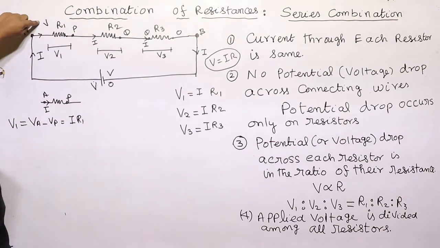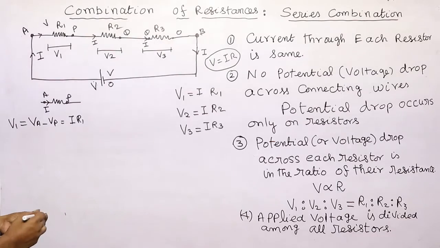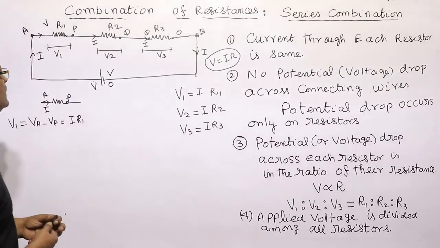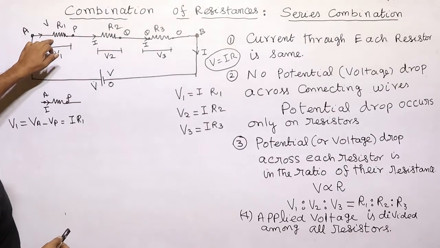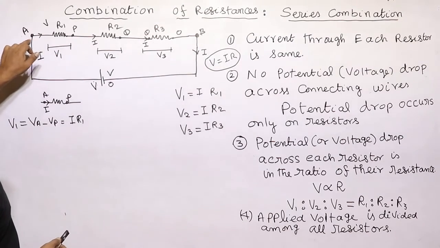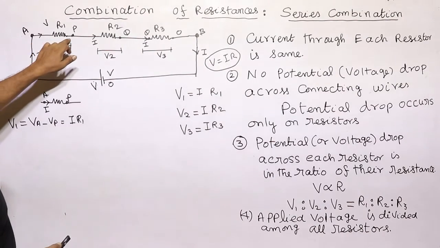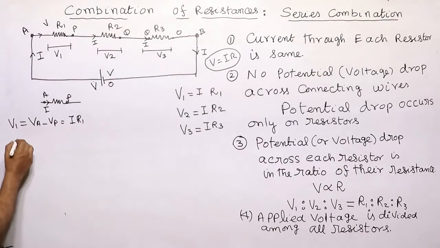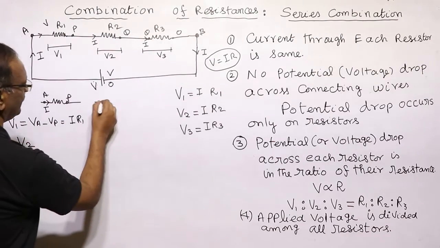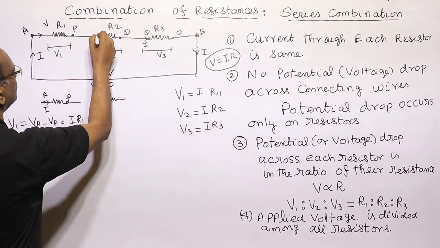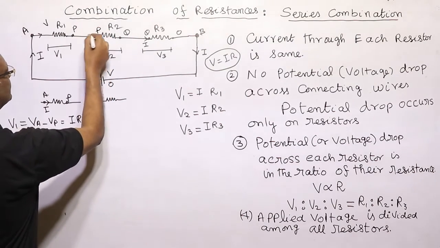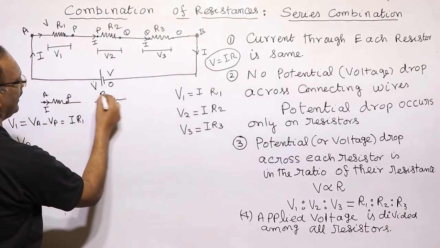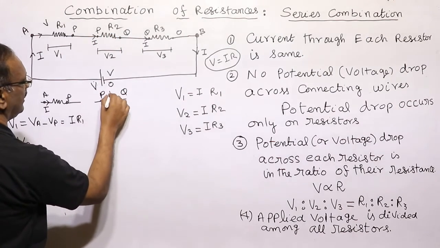Current will flow from higher potential to lower potential. Always remember this while applying Kirchhoff's voltage law. So VA minus VP is equal to V1, which is equal to I1 R1. In the same way, what about V2? V2 is here: this side point P potential, here also the same, here also the same. After the resistance, the potential will differ. So this is point P and this is point Q.